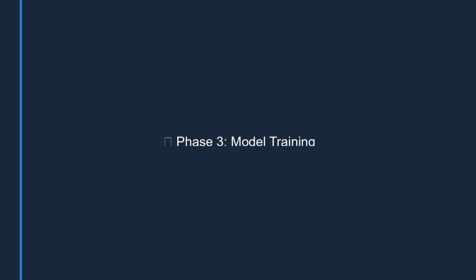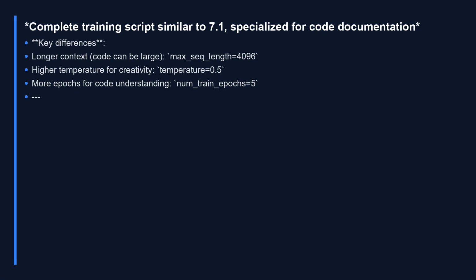Phase 3, Model Training. The training configuration follows the same structure as lesson 7.1, but with 3 deliberate differences tuned for code documentation. First, max_seq_length is set to 4096. Code functions can be long, and truncating mid-body would corrupt the training signal.